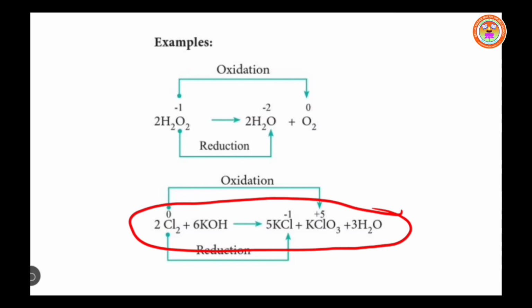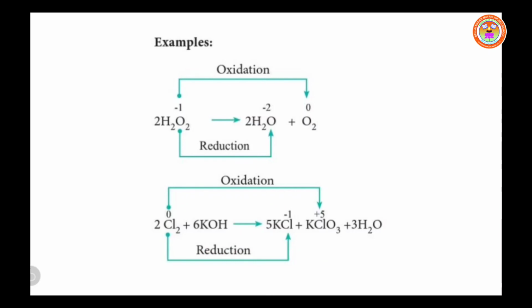Now we can see how the oxidation state of chlorine is increased and decreased during the reaction. The oxidation state of chlorine in the Cl2 molecule is 0, we know. In KCl, the oxidation state of chlorine is -1. So here 0 state is reduced to -1. So chlorine to KCl is the reduction reaction.